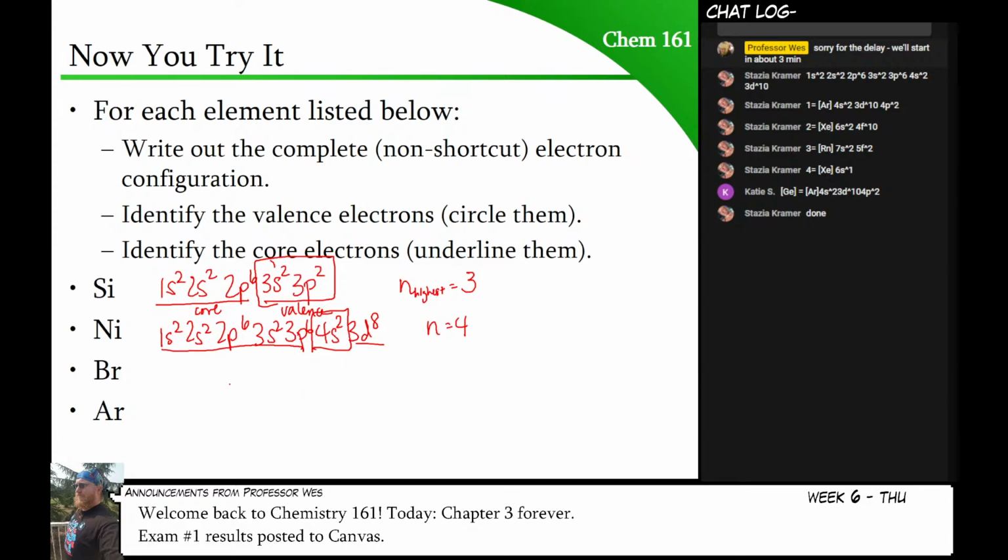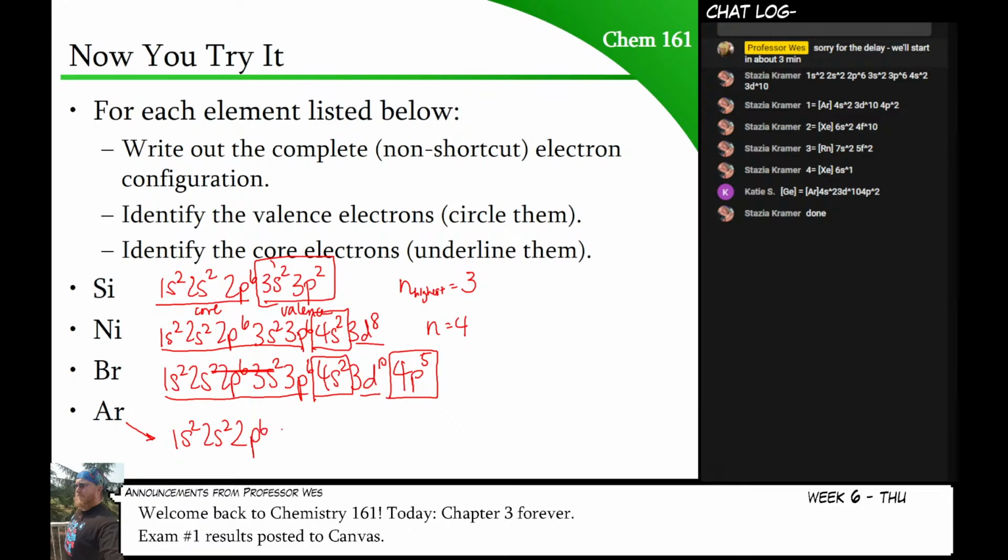All right. For bromine, we have 1s2, 2s2, 2p6, 3s2, 3p6, 4s2, 3d10, and 4p5. So our valence electrons would be this one and this one, and these would all be core electrons. And then argon, 1s2, 2s2, 2p6, 3s2, 3p6. There's our valence, and there's our core.